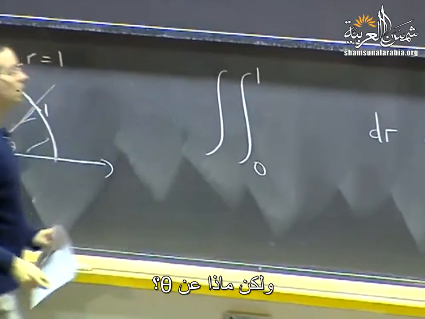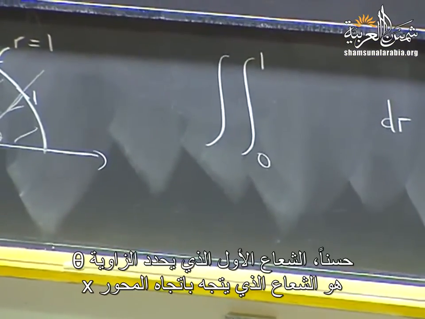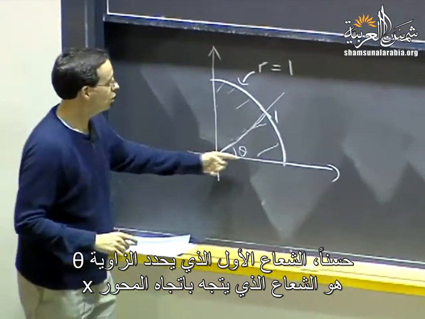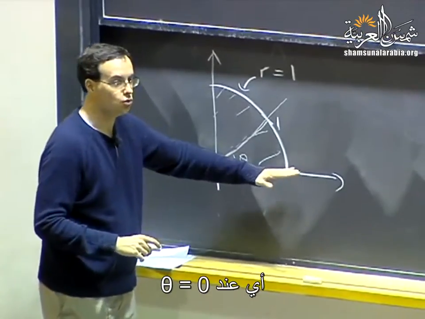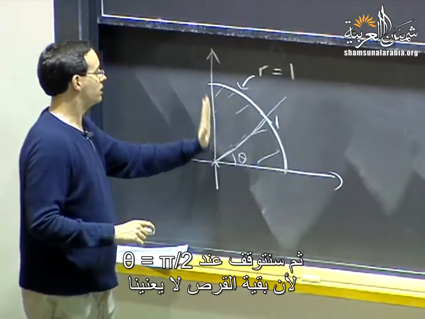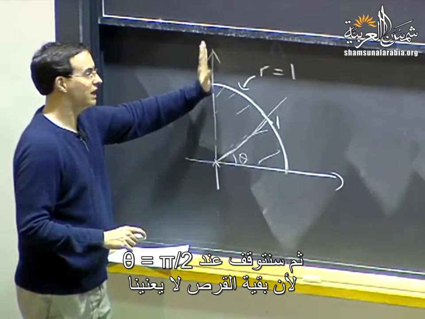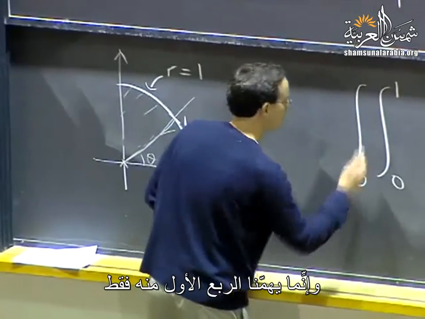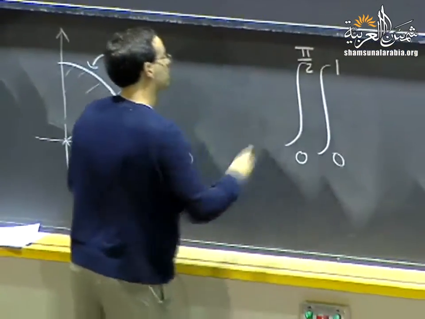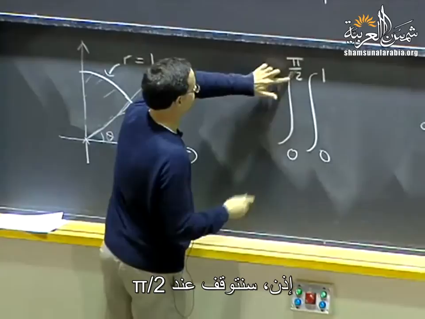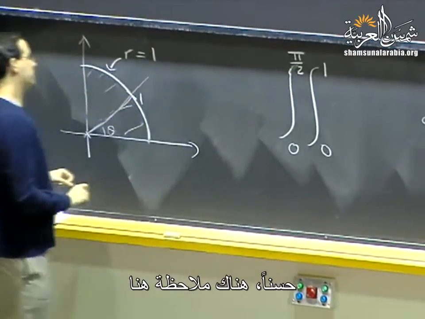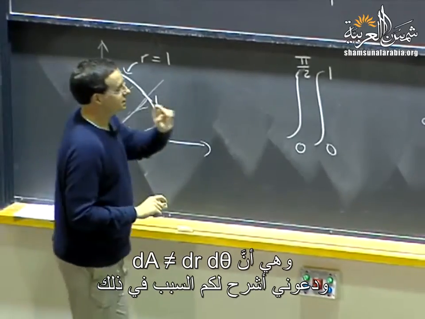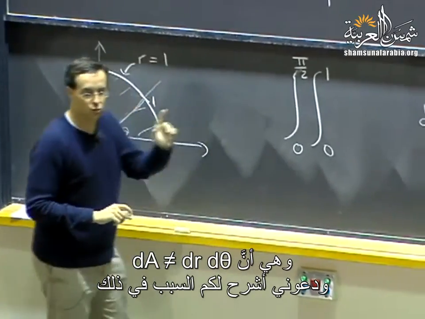Okay. What about theta? Well, the first ray that we might want to consider is the one that goes along the x-axis. That's when theta equals 0. And we'll stop when theta reaches pi over 2, because we don't care about the rest of the disk. We only care about the first quadrant. Okay, so we'll stop at pi over 2. Now, there's a catch, though, which is that dA is not dr d theta. So let me explain to you why.